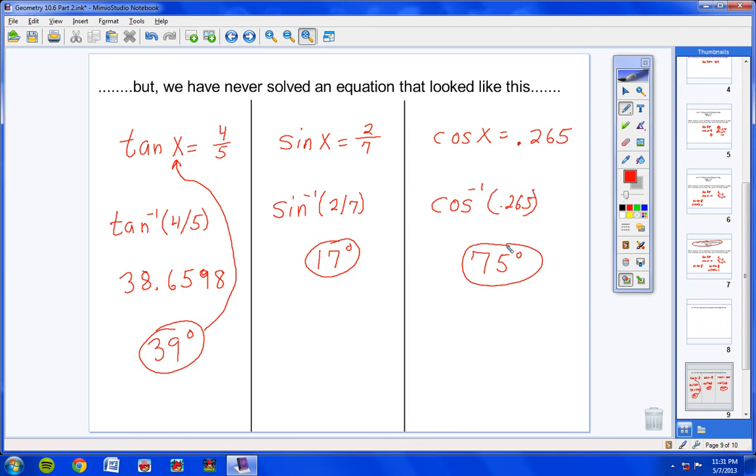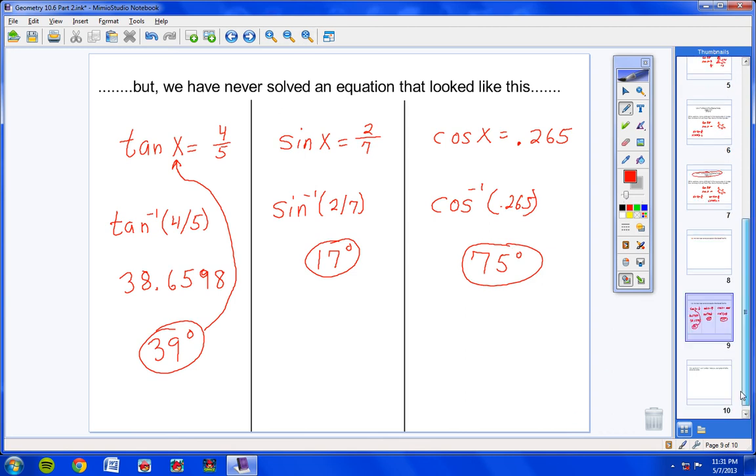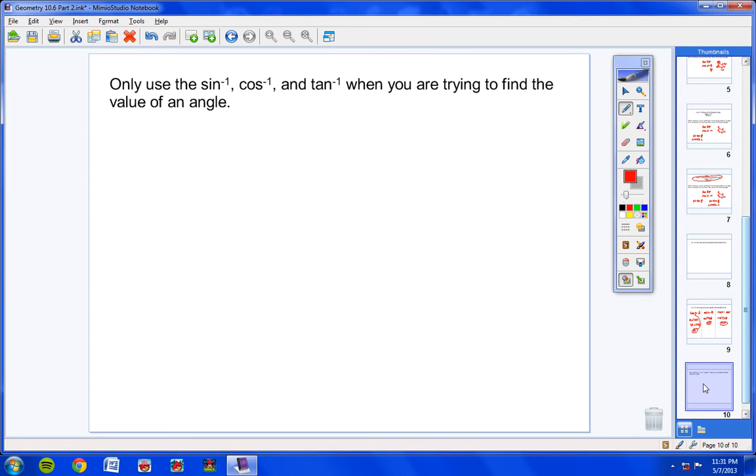So I'm going to grab a drink of water while you copy this sentence in your notes. Please copy that down. Excuse me.